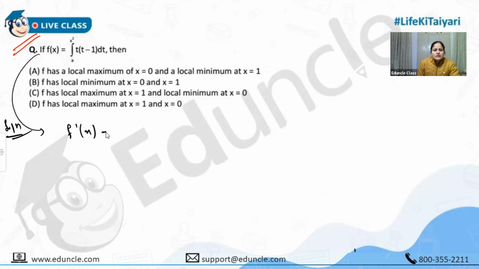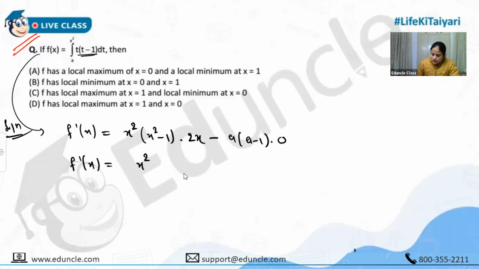So f dash x is equal to what? Instead of t, I'll put x square. I hope you all know the Leibniz rule very well. Correct? So f dash is equal to the value of the integrand at the upper limit, so x square and x square minus 1, into the derivative of the upper limit, which is twice x. Minus the value of the integrand at the lower limit, that is a into a minus 1, and the derivative of the lower limit is a constant, so the derivative is 0.